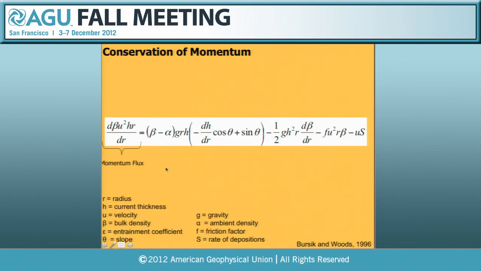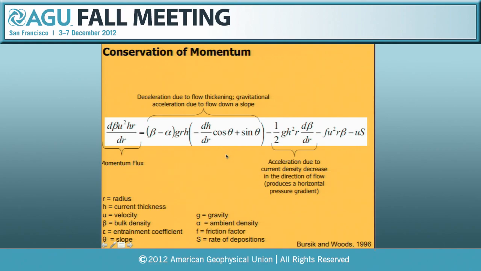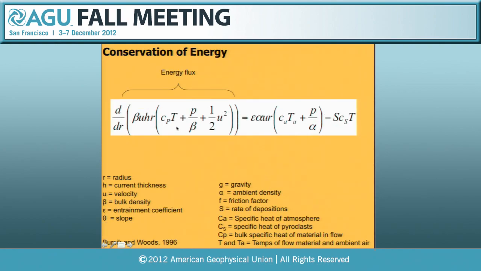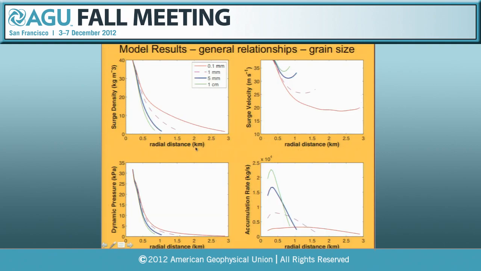Then we have the momentum equation, where we have momentum flux on the left. And then on the right, we have representation of forces that can add or subtract momentum from the flow, such as gravitational acceleration down a slope, acceleration due to current density decrease in the direction of the flow, importantly, the frictional drag at the base of the flow, and momentum loss due to sedimentation. And then the energy flux is a function of those same parameters, as well as the temperature and the pressure in the flow. And we have, on the right-hand side, cooling via entrainment and loss of thermal energy due to sedimentation. So what I'm going to present here are some examples to get a sense of how particle size affects the overall characteristics of these flows.